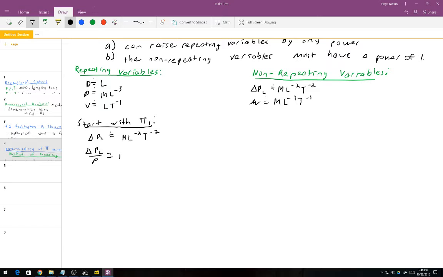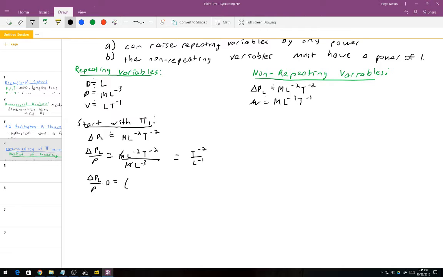And this would get me M, L to the negative 2, T to the negative 2, over M, L to the negative 3. And so the m's would cancel out, and then I would have T to the negative 2 over L to the negative 1. Alright, then what happens if I continue this by multiplying by, say, D. If I throw a D in here, delta PL over rho times D, well, that'll cancel out the length.